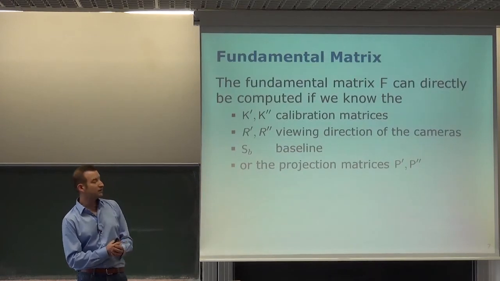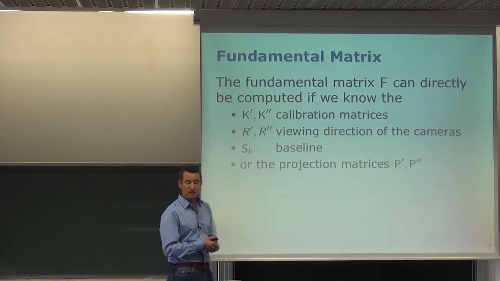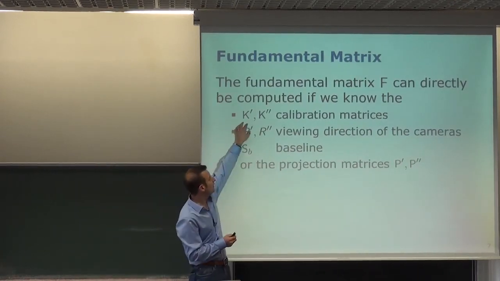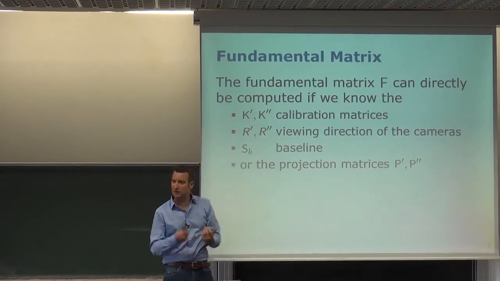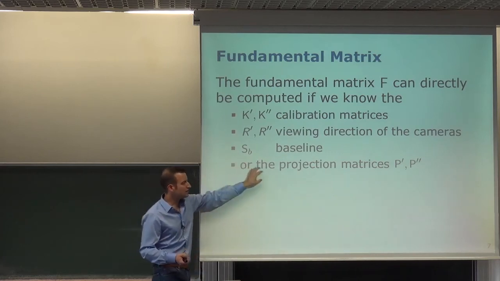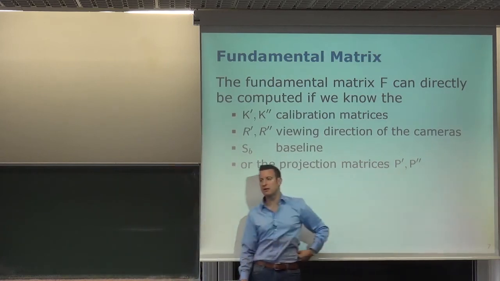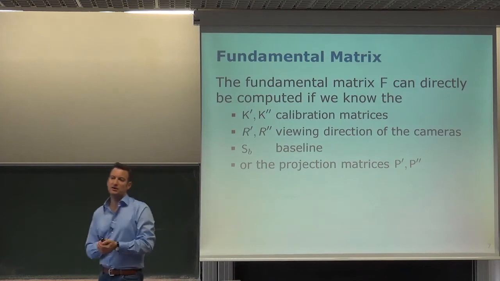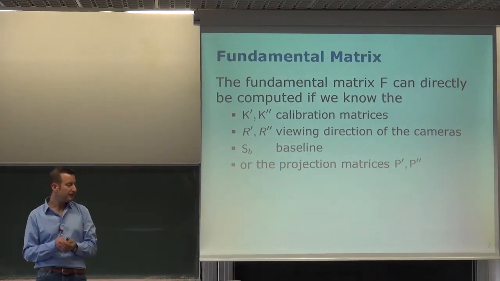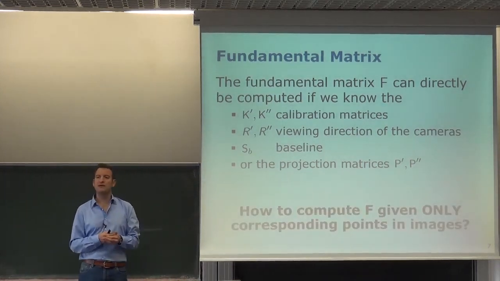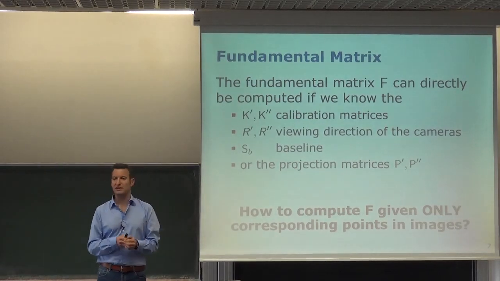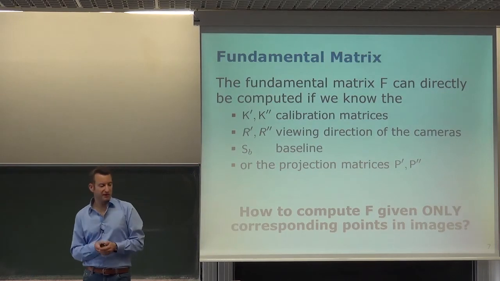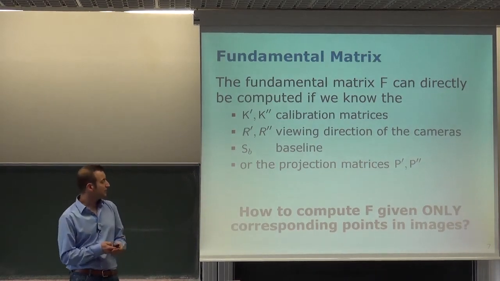So far, we looked into two means for obtaining the fundamental matrix. We assume we know the calibration matrix, the rotation parameters, and the baseline. Then we can directly compute it, or we just know the projection matrices of the two cameras, and we also can directly compute that. That's what we have done so far. But the question is, how can we actually compute F if we only know corresponding points in the images and nothing else? That's the problem that we're addressing now.